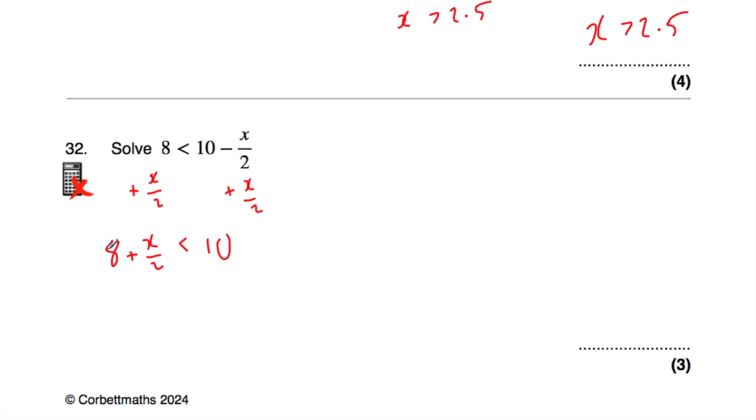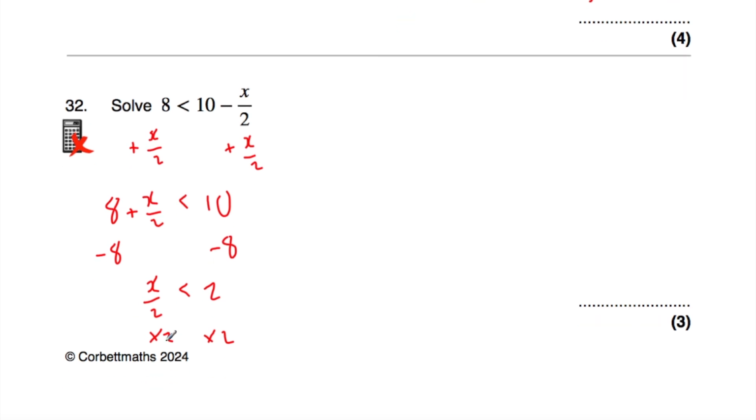Okay, that's fantastic. Now let's get rid of the 8. So let's take away 8 and take away 8. On the left-hand side, we'll be left with x over 2, and that's going to be less than 10 take away 8, which is 2. So we've now got x divided by 2 is less than 2. Now we don't want this divided by 2, so let's times by 2 and times by 2. On the left-hand side, we're timesing by 2 to get rid of the divide by 2, so we're left with x, and it's going to be less than 2 times 2, which is 4. So that means that x is less than 4. And that's it, we've solved that inequality.